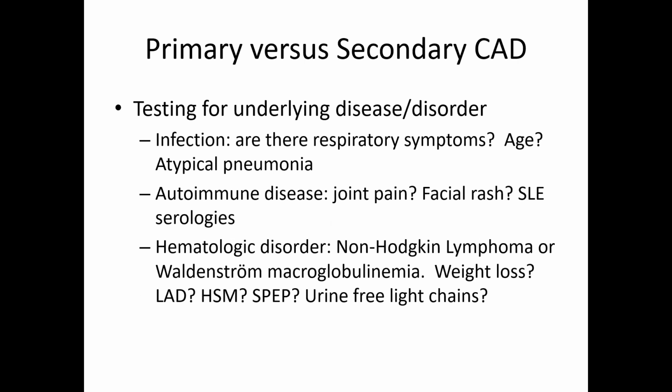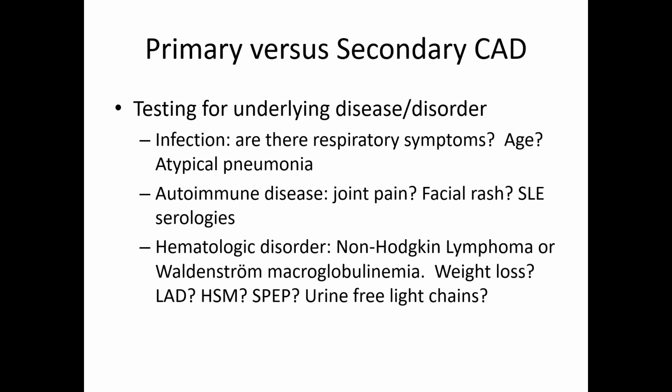All right, so switching to primary versus secondary cold agglutinin disease. It's always a good idea when evaluating a patient in this subset of diseases to consider, again, underlying diseases or disorders. So is there an infection? What kind of respiratory symptoms, if any, were happening? Again, their age. Was it an atypical pneumonia, like a walking pneumonia that you may suspect in the teens, 20s, or 30s for people with mycoplasma? Or other autoimmune-related diseases like joint pain? Do they have a malar rash across the bridge of their nose? Or any type of lupus-related serologies may be useful in evaluating these patients.